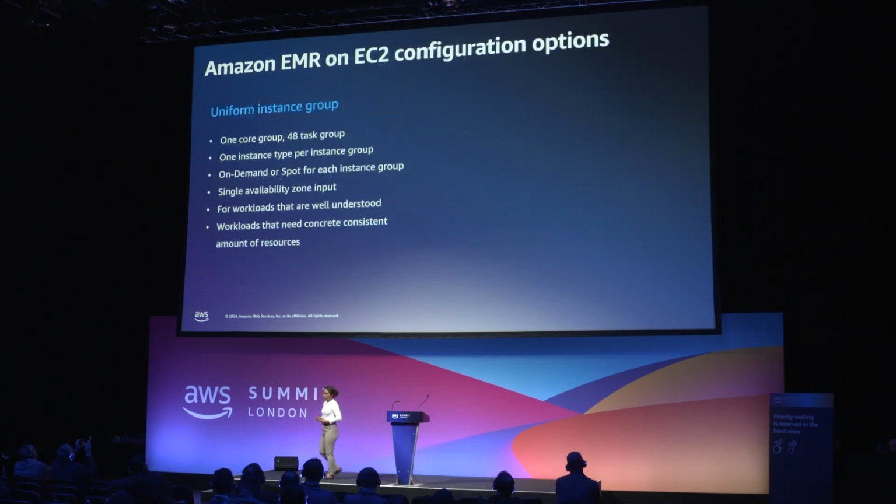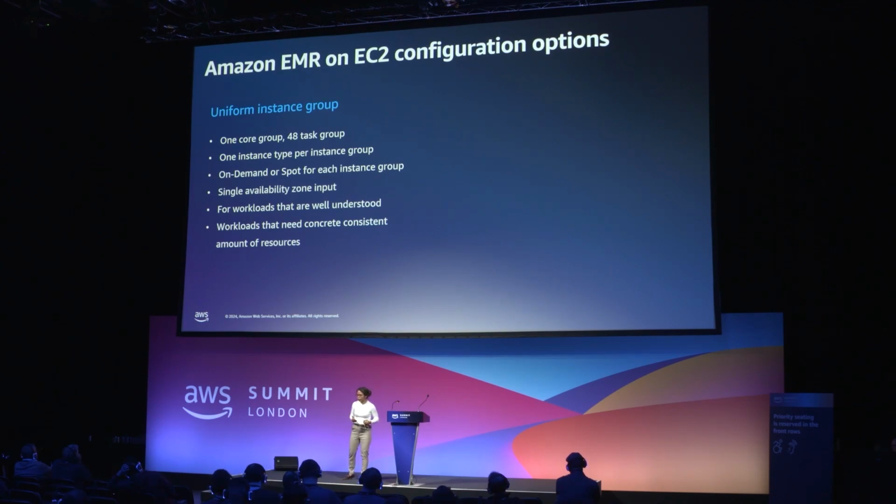When you create an EMR cluster, there are two options. The first one is uniform instance group, where you choose a single type of instance, either on-demand or spot pricing. This option is good if you are new to EMR or you have a specific workload that requires a steady amount of resources.